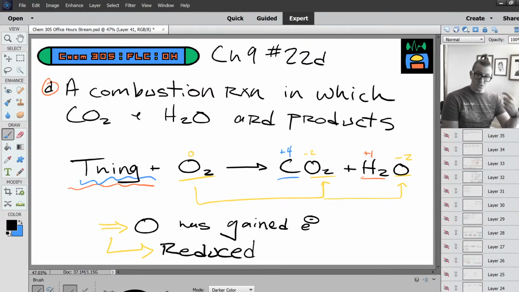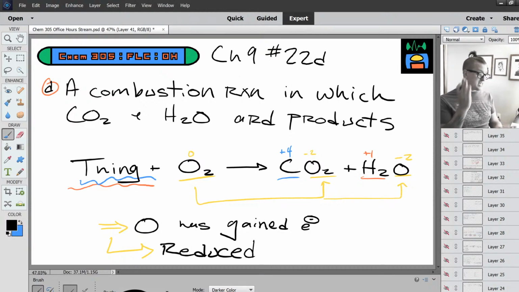LEO says GER: lose electrons oxidation, gain electrons reduction. It's impossible for something to gain electrons without them getting it from somewhere, right? If somebody bought, they have to be sold, right? Those electrons have to be sold to them. So the fact that we've identified one element gaining electrons means that some other element got oxidized. We don't know what that is. Could be carbon, could be hydrogen, but we know it happened.